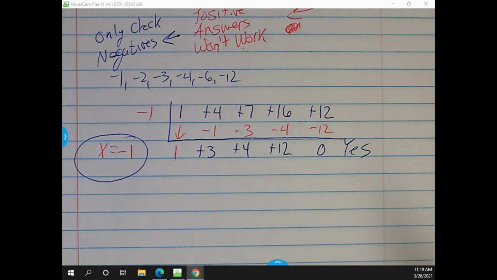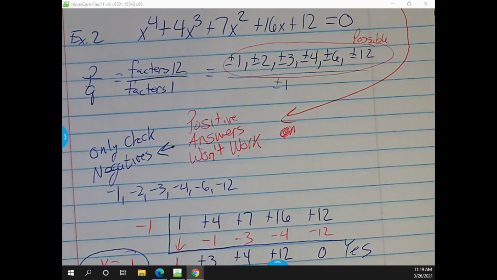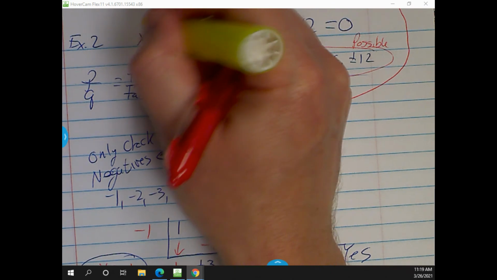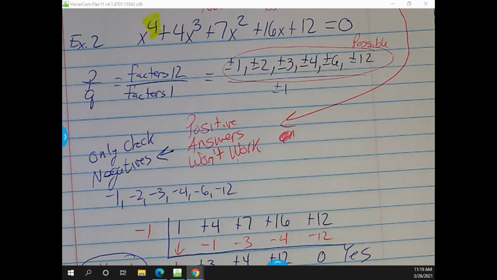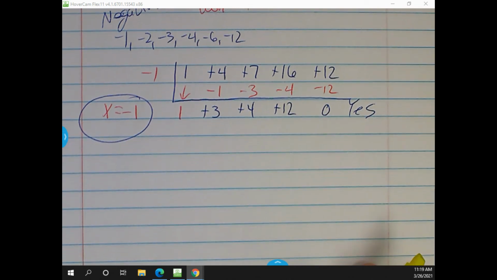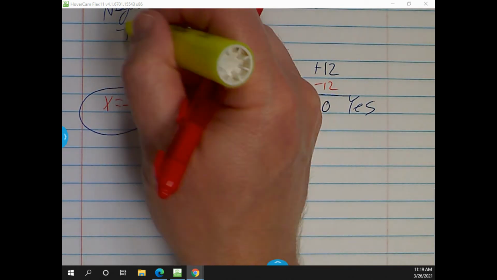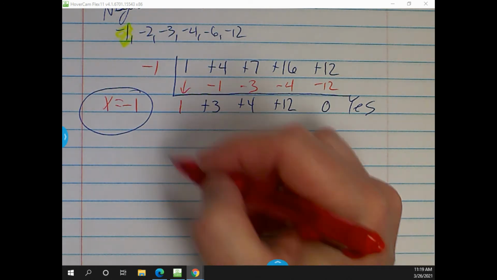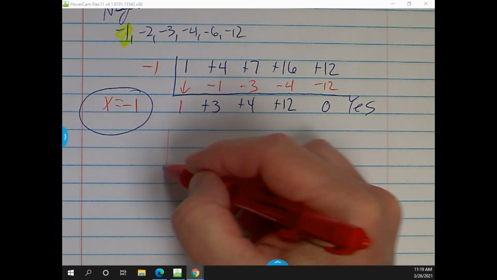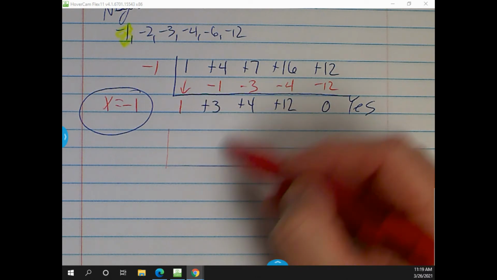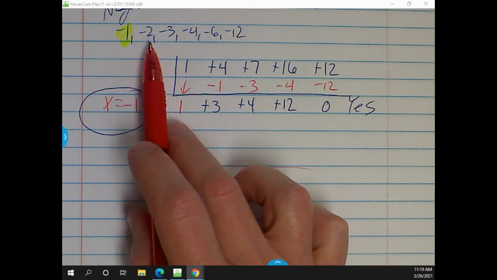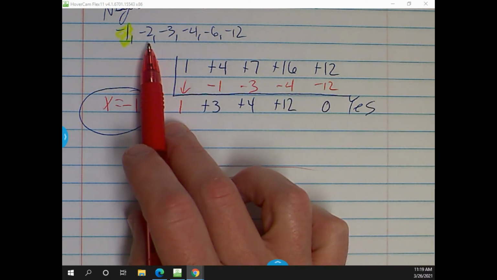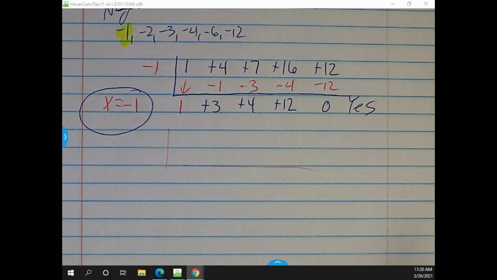And the big thing on this problem is because we started off, and I'll bring it back down real quick, we started off with x to the 4th. So we're looking for 4 solutions. We've got one solution now, and this one's good. Now you can keep going. You could take these same numbers you've got here and bring down the 1, the 3, the 4, and the 12, and then you can check -2. And if that worked, then we can check -3. We can go through that list.